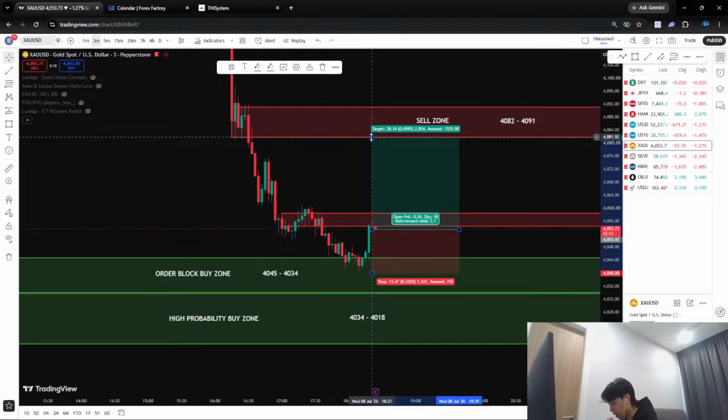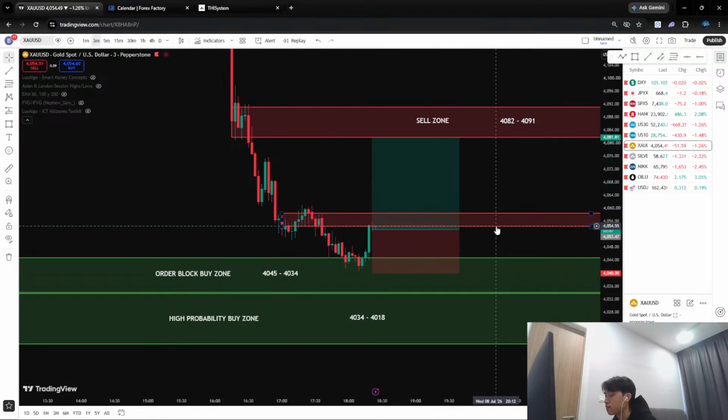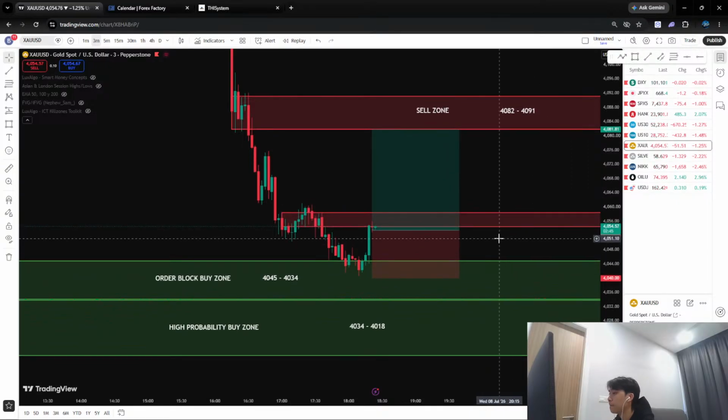Alright, so I sent it to my community. So we will look out for this trade right here. It's around 5.5 to 5.3, so look out for that.